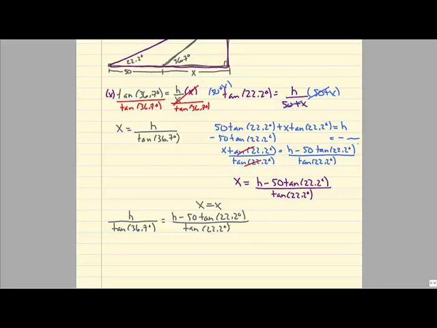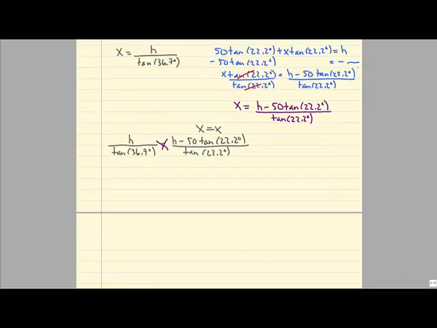So again, we're just doing a lot of algebra here. I'm trying to solve for h. So to get rid of these fractions, what I'm going to do is cross multiply. And again, there's more than one way to solve these. So if you have a different approach that you would like to use, you certainly can. So when I cross multiply, I get h tangent 22.2 degrees equals tangent 36.7 degrees times this entire binomial, not just the h, but the h minus 50 tangent 22.2 degrees. Now again, I'm trying to solve for h, so in order to solve for h, I'm going to have to get all the h's on the left and everything that's not an h on the right.